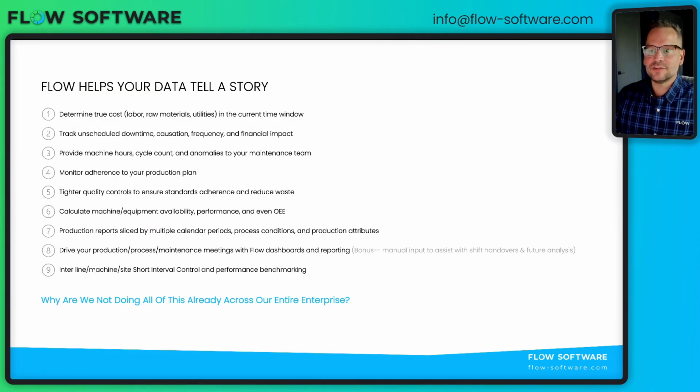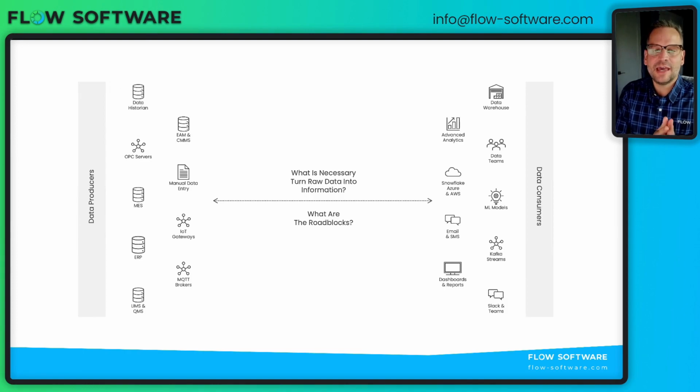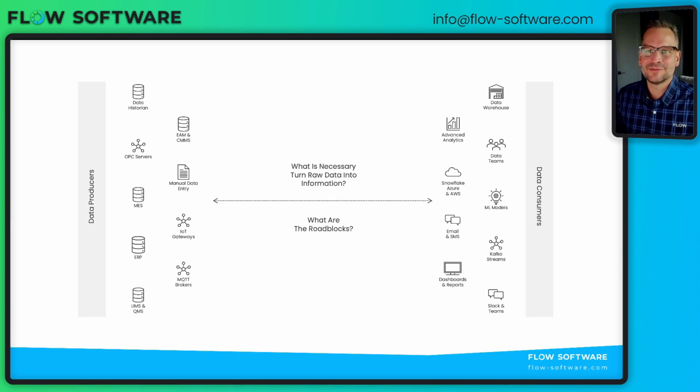As you look at the list of different KPIs and pieces of information that, frankly, every operation would like to have, how many do you currently have? What are the roadblocks that are keeping you from having this information available for your teams and providing this information across your enterprise for comparison? Well, if we look at how we actually turn data into information and how we have done that historically for the last 30 to 40 years, I think you'll quickly identify the roadblocks.